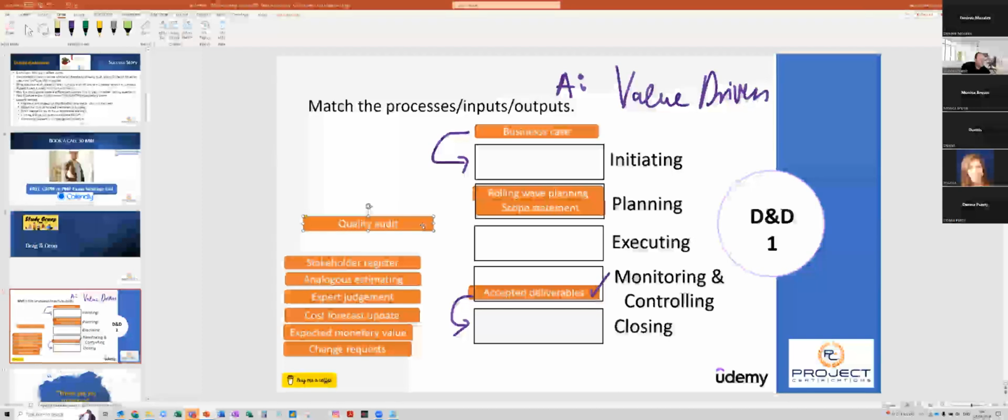Monitoring and controlling. Okay. Or what's your second best answer? Sorry to challenge you. Executing. Now, very well done. So we have 3 audits in the process.